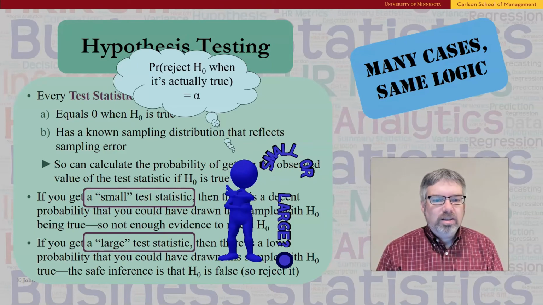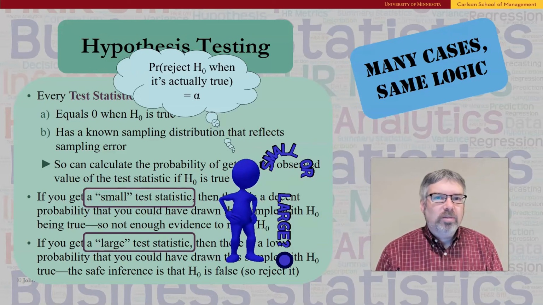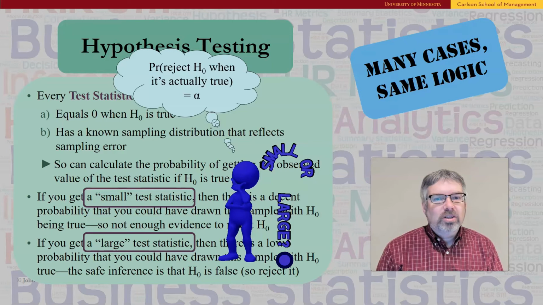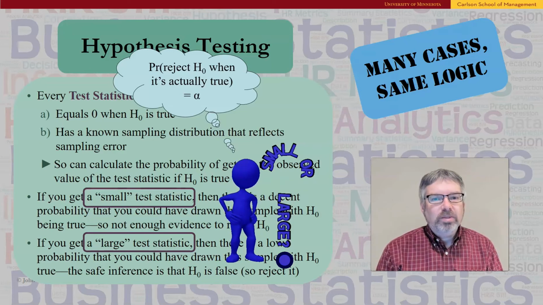A large test statistic would give a small probability of making a type 1 error, a small probability of rejecting the null hypothesis when it's actually true. And again, typically a large test statistic would be defined as one that gives less than a 5% chance of rejecting the null hypothesis when it's actually true. Okay, so now we've replaced the question of how we draw the line between large and small with a new question: how do we find the probability of a type 1 error?